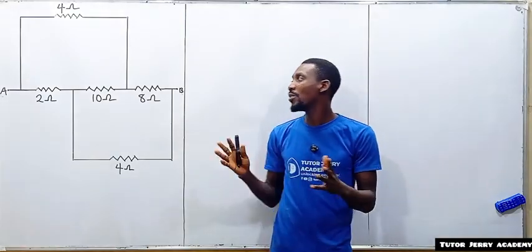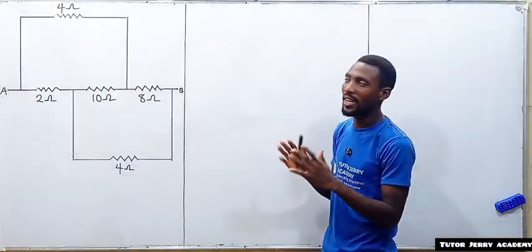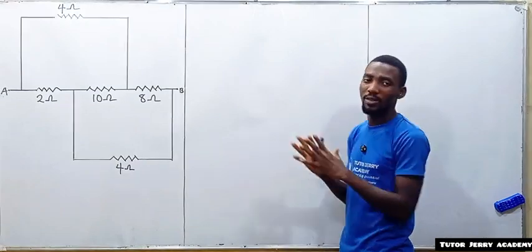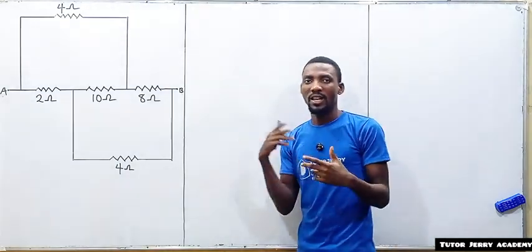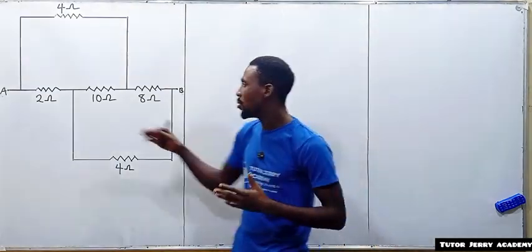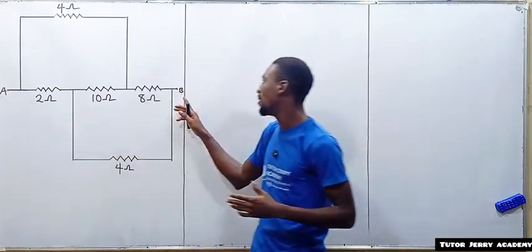All right, we are going to solve another question on circuit analysis, and we are going to be resolving the above circuit. The question says we should find the equivalent resistance between terminal A and B.